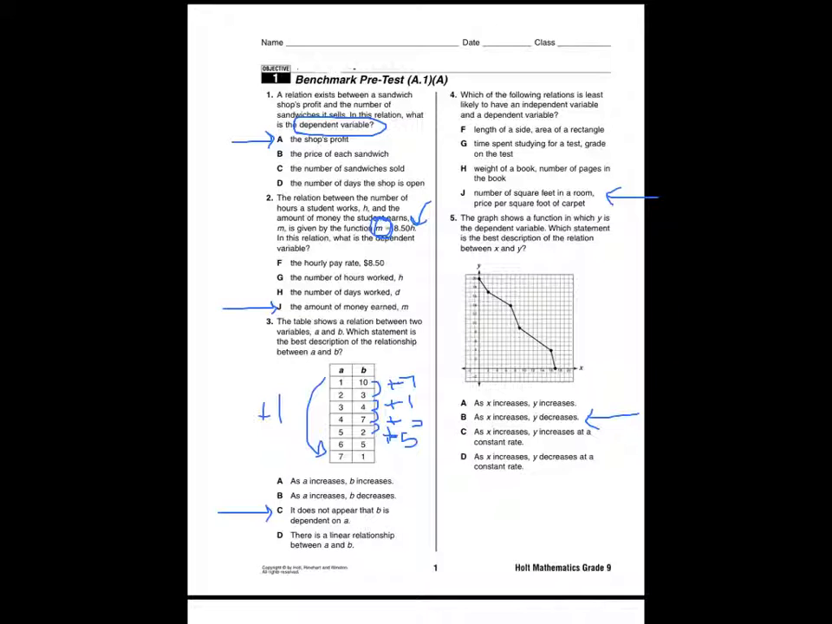So if we talked about correlation when we talked about scatter plots, and we said that if our data slopes in a downward motion, that means as x is getting bigger, your y values have to be getting smaller. And that's what C says. Okay? All right.